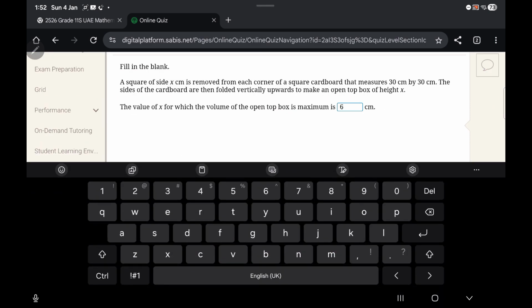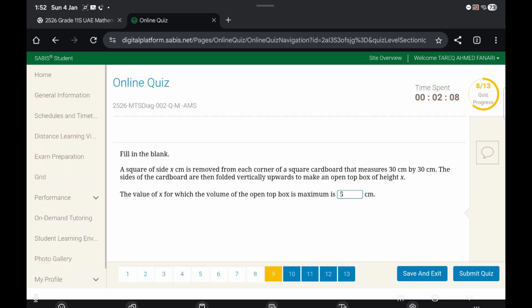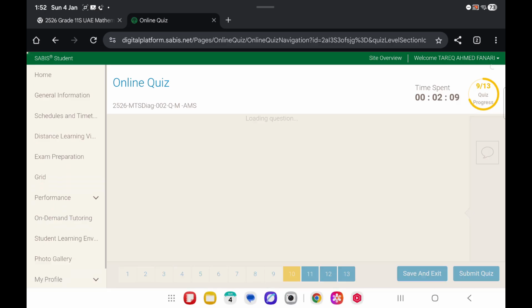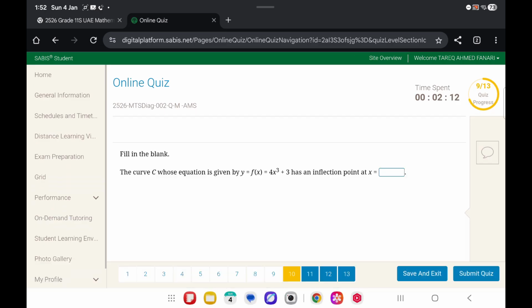Like, how did you read that as not a 5? Well, to be fair, it might have looked like an S. It's okay. Question 11. No, we're on question 10.